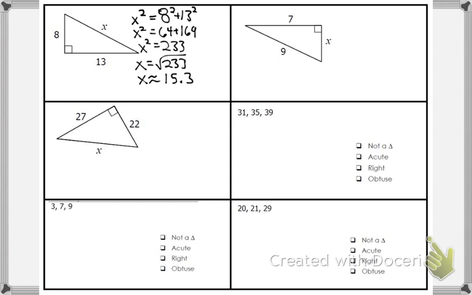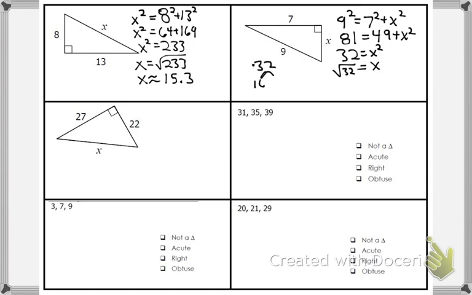For the next one, 9 is the hypotenuse this time, so we're going to go 9 squared equals 7 squared plus x squared. That's 81 equals 49 plus x squared. We subtract 81 minus 49. We get 32 equals x squared, and x equals the square root of 32. This radical we can simplify, because 32 is 16 times 2, which gives you a set of 4s from the 16. So this becomes 4 root 2. That would also be about 5.7 if you wanted it as a decimal.